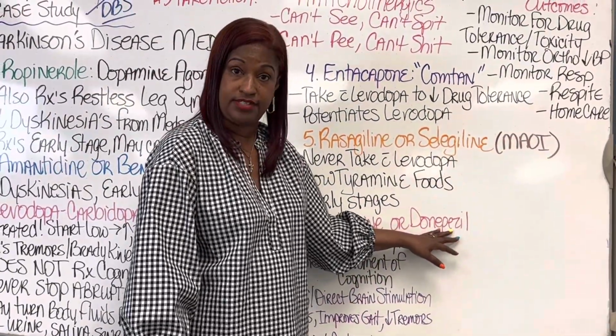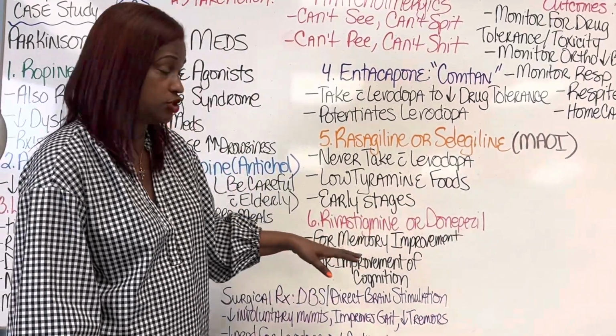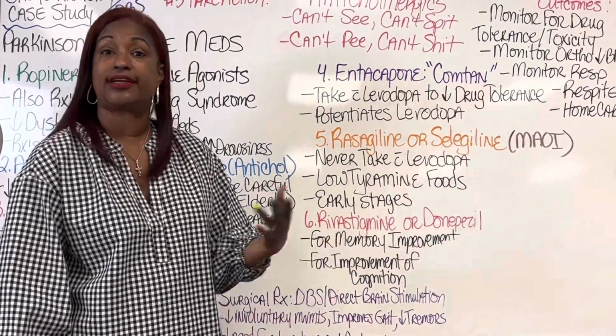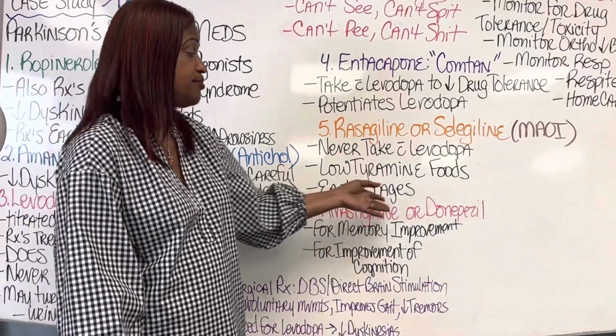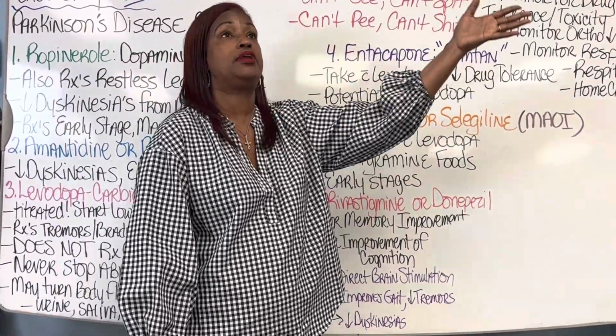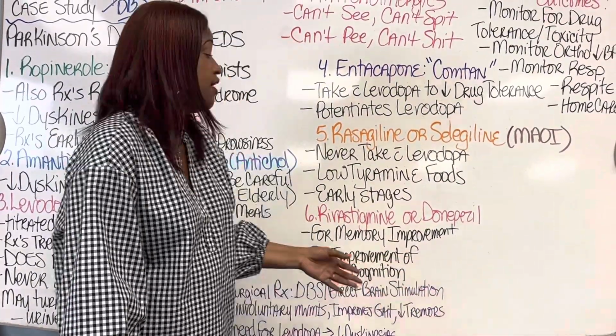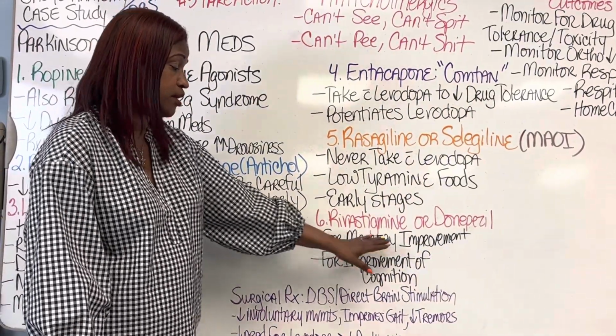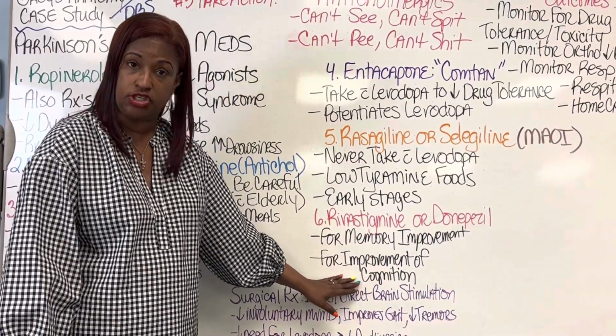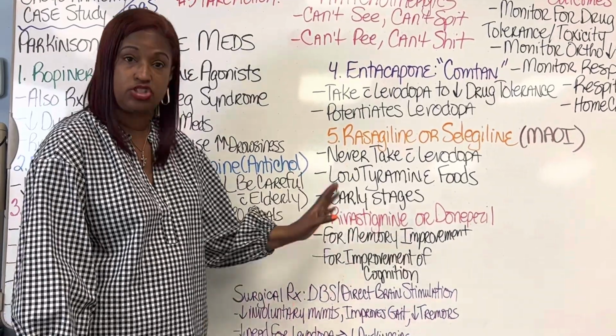Donepezil is your Aricept. You've given that out so much you can't even think straight. Rivastigmine is your Exelon patches. Both of these medications are extremely common in the care of the patient with Alzheimer's. This is being given for memory improvement and improvement of cognition. That's what's going down in Chinatown.